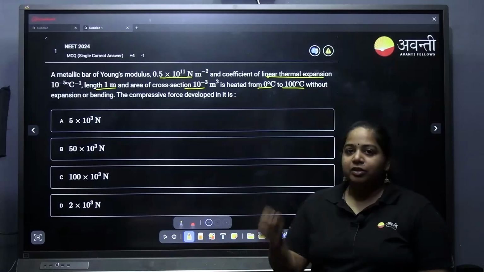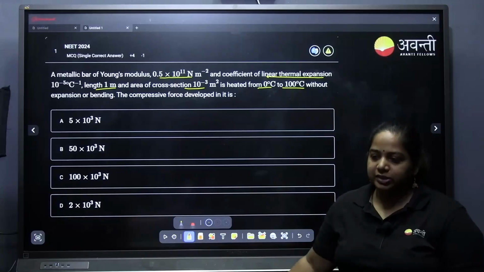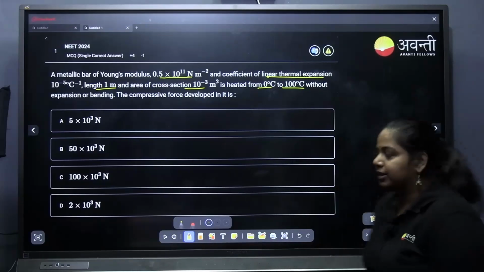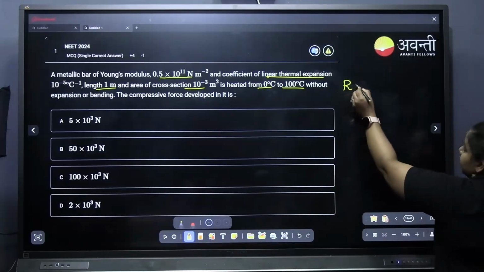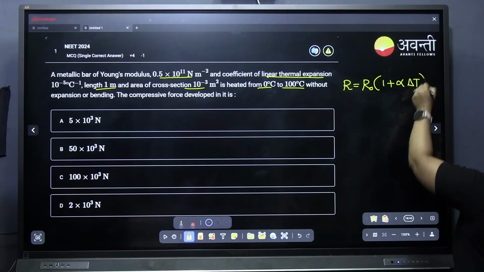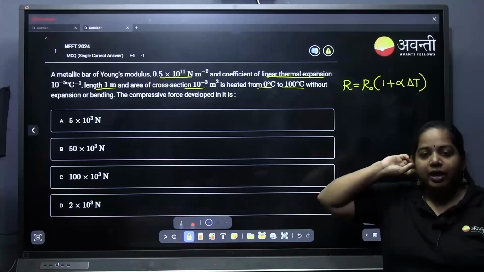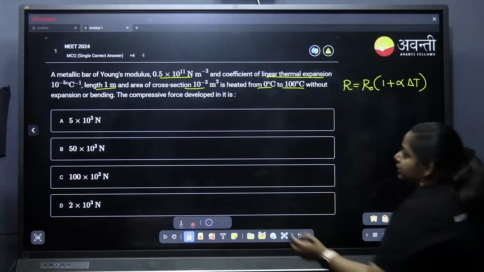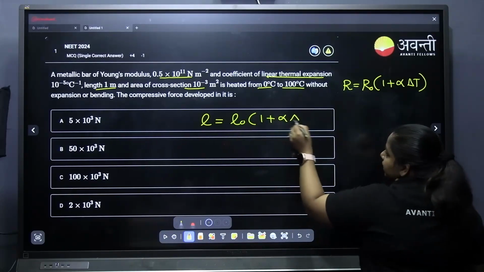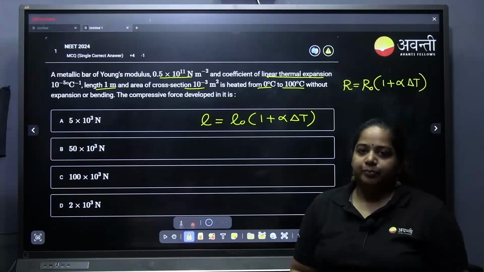Do you guys remember the formula for resistance dependence on temperature from the current electricity chapter? Temperature dependence of resistance. You must have seen a formula like this. Yes, R naught into 1 plus alpha delta T, right? Same formula only for length also. How will length change depending on temperature? You will get new length equal to original length into 1 plus alpha delta T. If you substitute this, you will get the value.